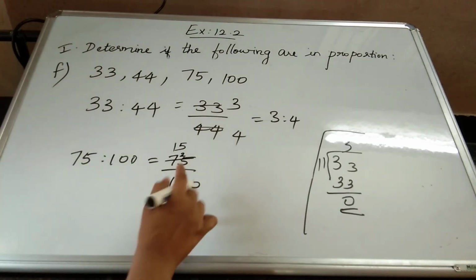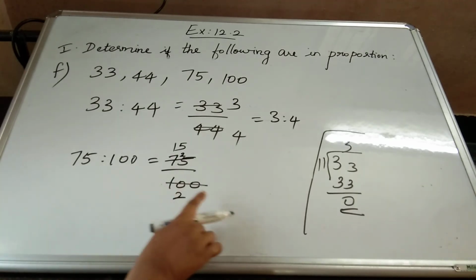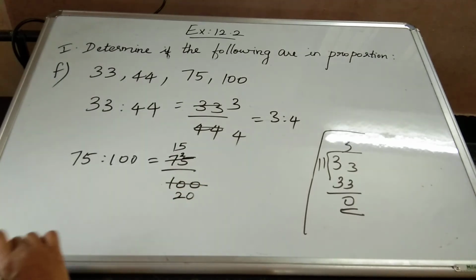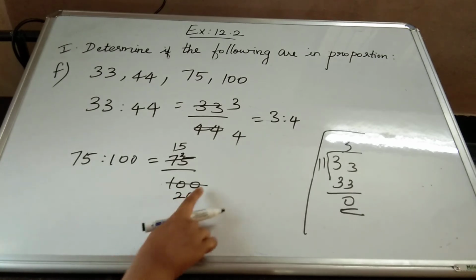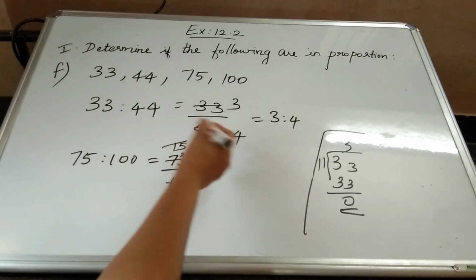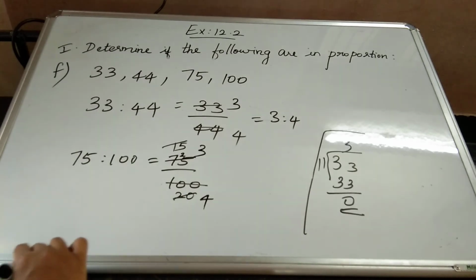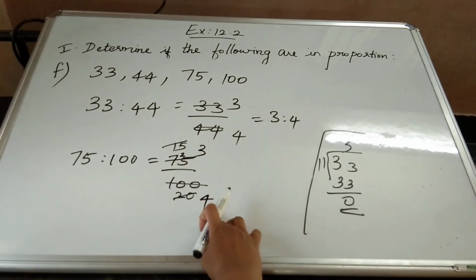Now 100 you have. Okay, cancel in 5 table. 5 2s are 10 and this 0 we will put as such. This 0 I have to put. Okay, now 15 and 20. Again 5 table. 5 3s are 15, 5 4s are 20. Clear? Now 3 divided by 4.